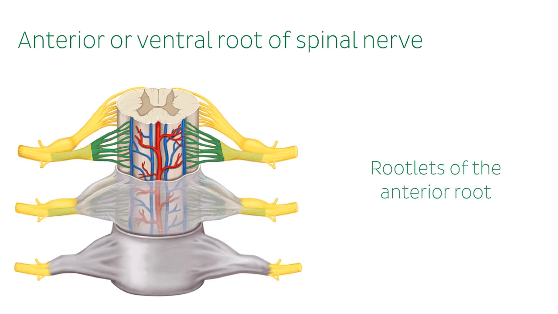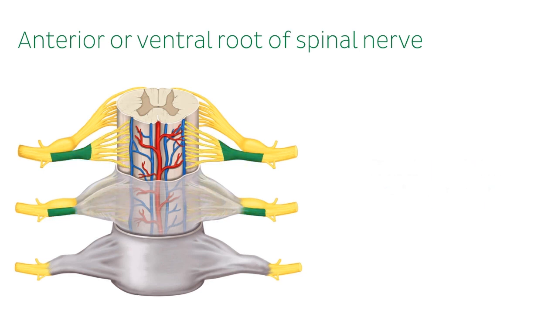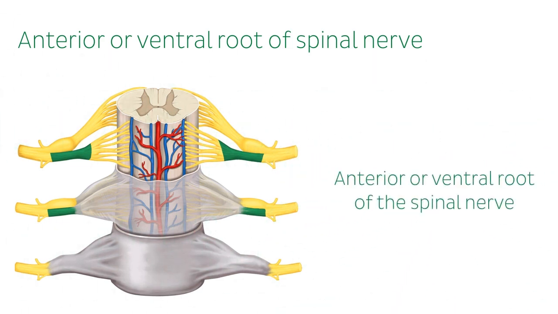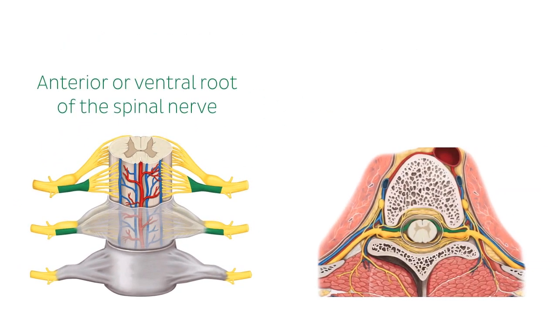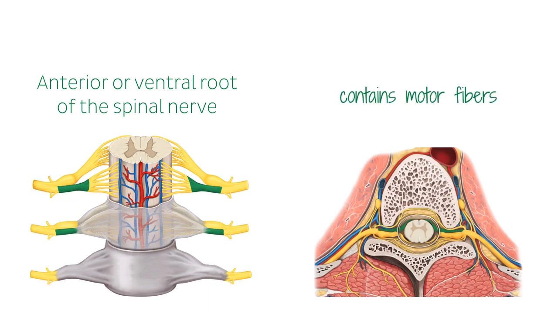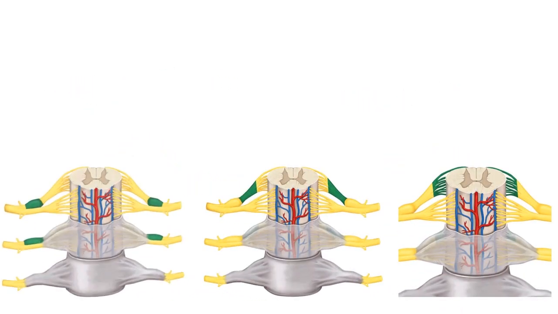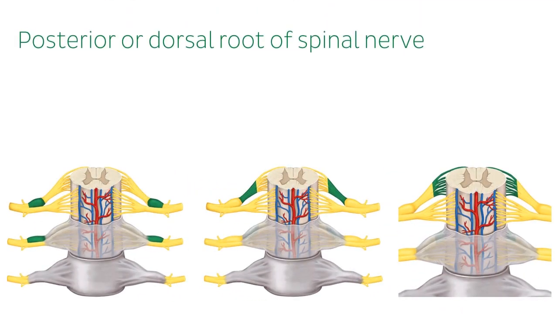After a very short distance, as you can see in the image on the left, these rootlets merge to form the anterior or ventral root of the spinal nerve. So the anterior root of the spinal nerve contains motor fibers which carry signals away from the central nervous system. But what about the sensory information? How does information from the skin, the muscles, and the joints come to the central nervous system?